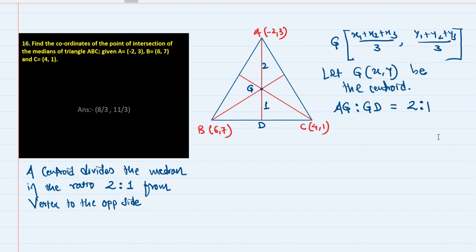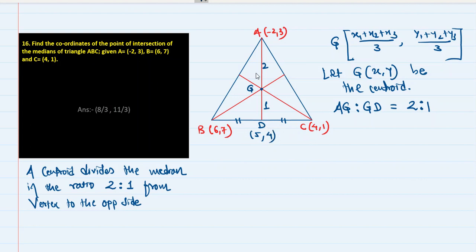Now we know the ratio, do we know the coordinates of D? Yes, we can find them easily by the midpoint formula, because AD is a median, so D will be the midpoint. So let's calculate it orally: 6 plus 4 by 2, that is 10 by 2, which is 5. 7 plus 1 by 2, 8 by 2, which is 4. The coordinates of D have come.